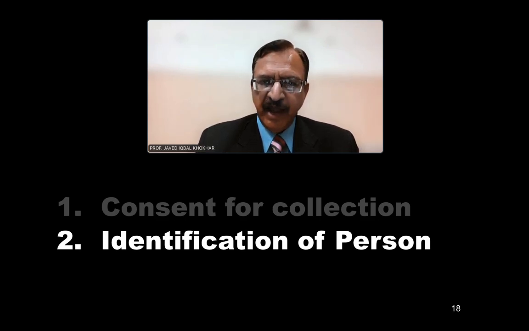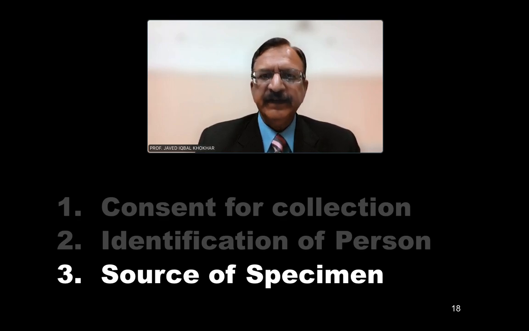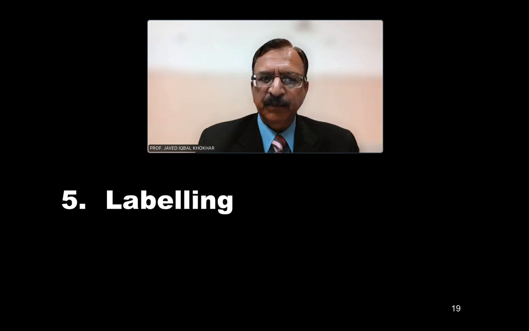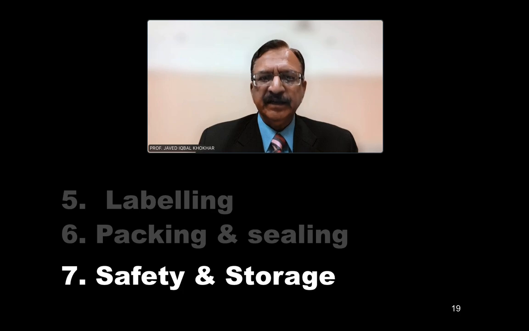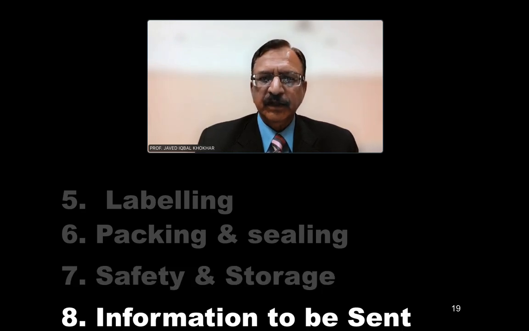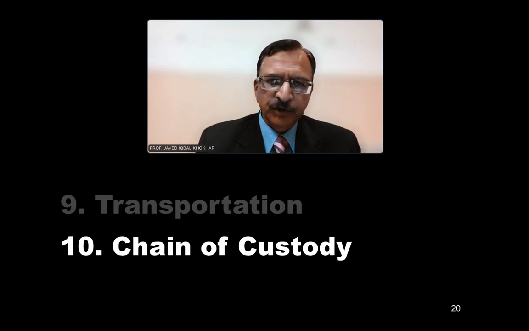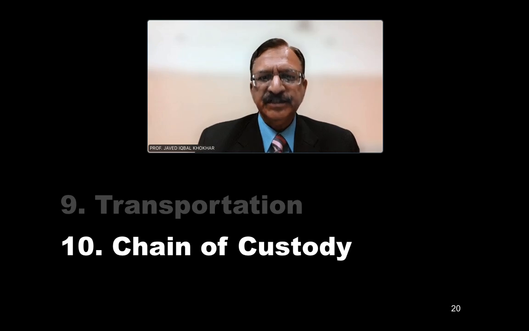Then identification. You have to identify the individual from whom you are going to collect the specimen. Then you should know the source of the specimen, from where you are going to collect it, and then how to collect it. After collection, it is labeled, packed and sealed, and safe storage should be kept so that it is not destroyed. Then what information is to be sent along with the specimen to the lab, and the means of transportation from the collection site to the lab. And the most important step is the chain of custody. That means a secure and sure chain of custody should be maintained. I will discuss it later on.